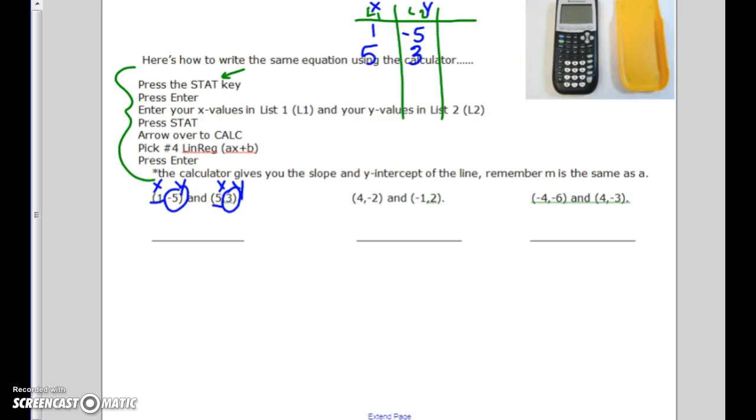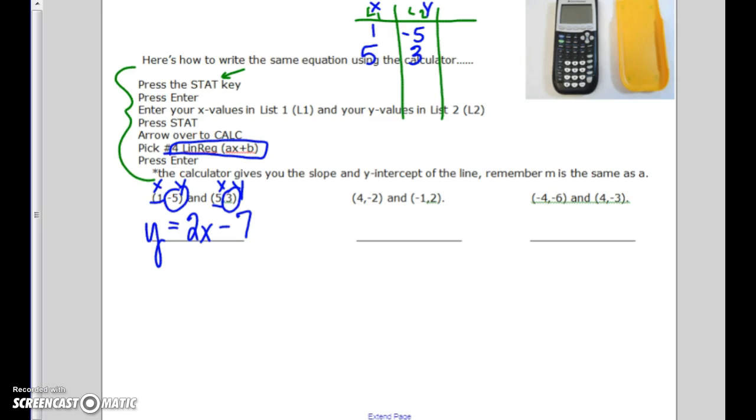Now you're going to push the stat key again underneath the delete key. You're going to arrow over. At the top there are like 3 different words. You're going to arrow over to the word calc. Then you're going to go down to number 4 and push linear regression, and hit enter. It gives you the equation. You don't have to do any work. It says that y is equal to, what is the value for the slope? 2x minus 7. So it automatically determines what your equation is.